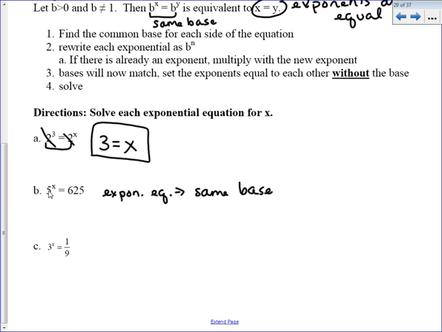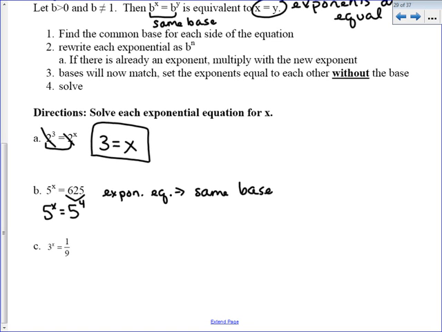I'm going to leave the left side as 5 to the x, but I need to rewrite the 625 as 5 to some power, because this rule only works if I have 5 on both sides. So 5 to what power gives me 625? 4. And again, if you're not sure, just put it in your calculator. If it doesn't work, you'll know if you have to go up or down. But I'm not going to give you outrageous numbers. Okay, well, if 5 to the x equals 5 to the 4th, what does x have to equal?